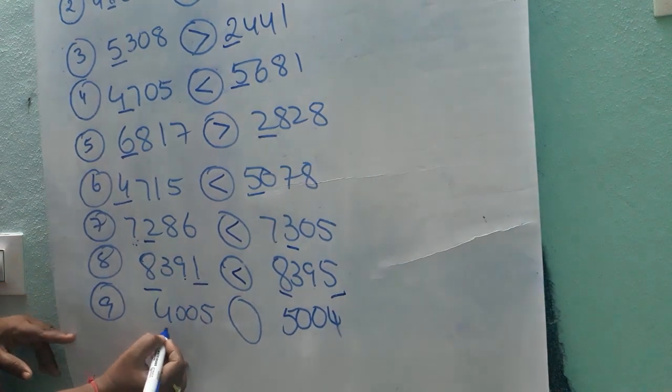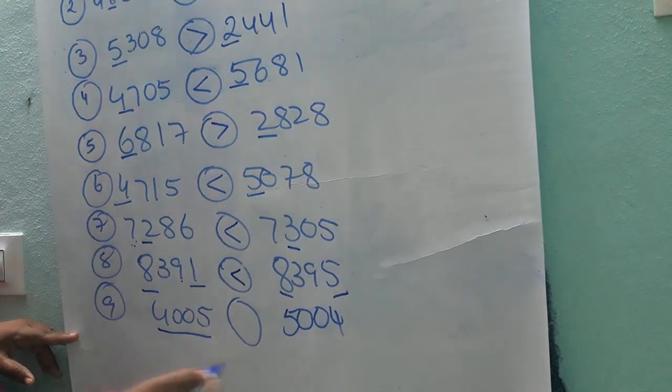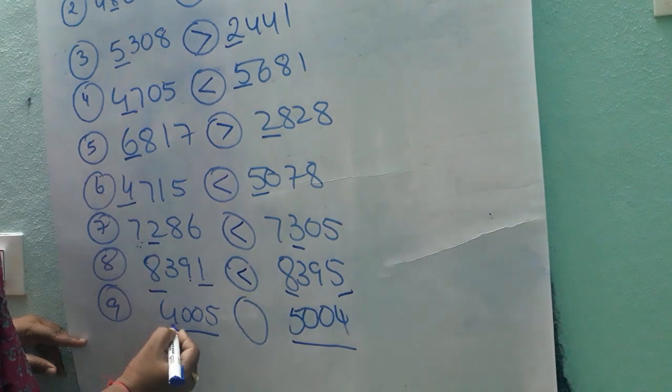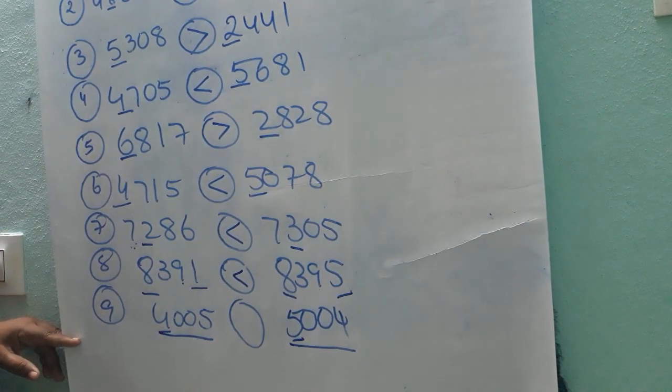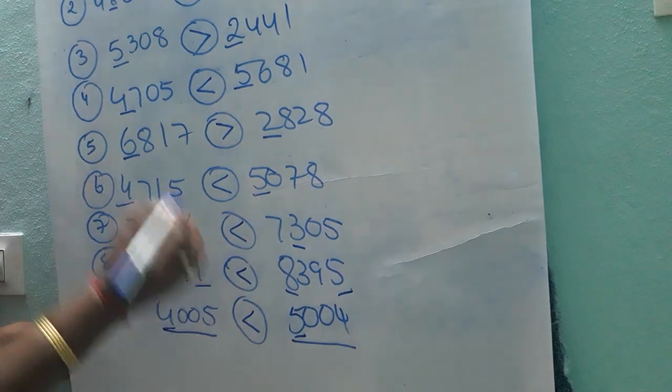Next, it started with 4000. This is 4005 and this is 5004. This started with 4,000 and this started with 5,000. Which is more? 5,000 is the more number.